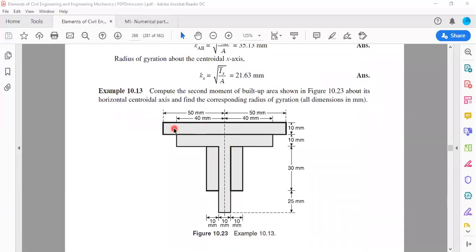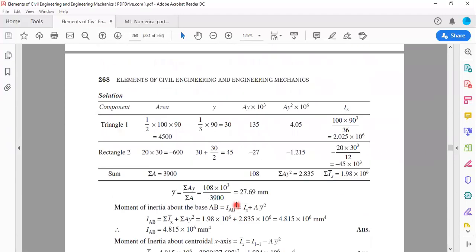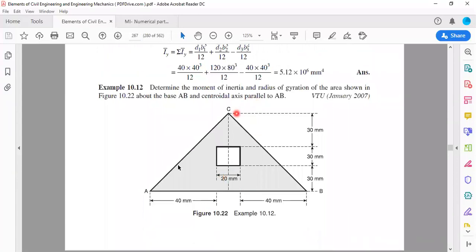This is the T section. So bd cube by 12, bd cube by 12, again bd cube by 12, and following the same. So it's very simple, but everywhere you're using for a triangle ix and Iyy. Then this is a triangle wherein the opening is there. For this you will have an Ixx like this, and you will have an Iyy, and then you have to deduct for this again bd cube by 12.